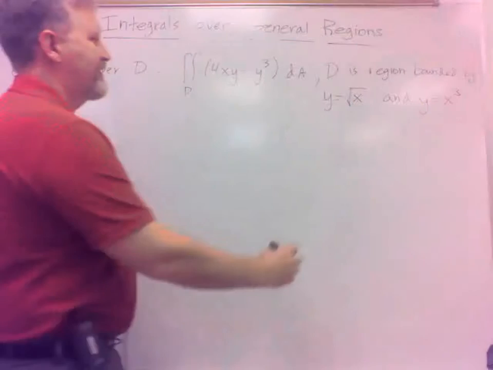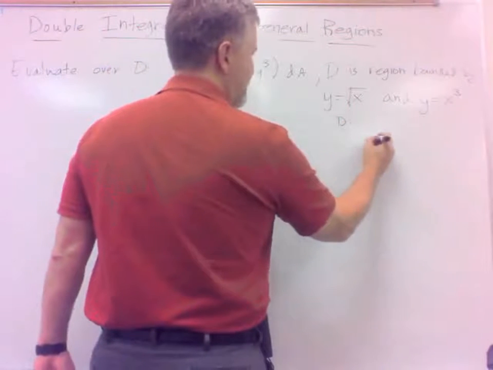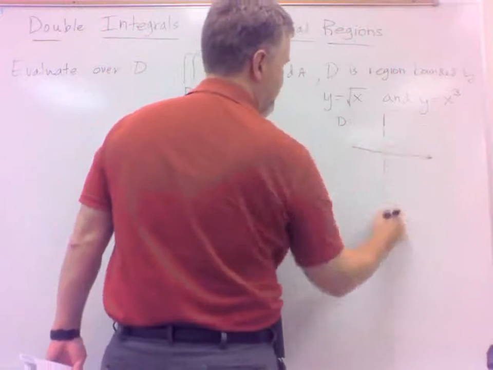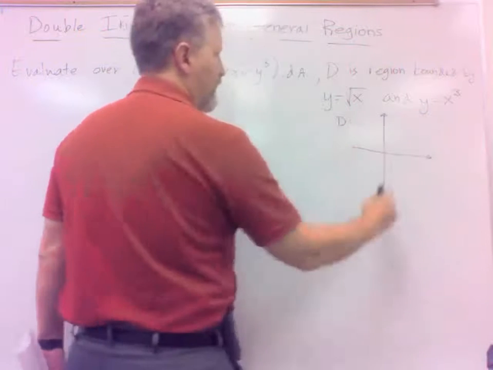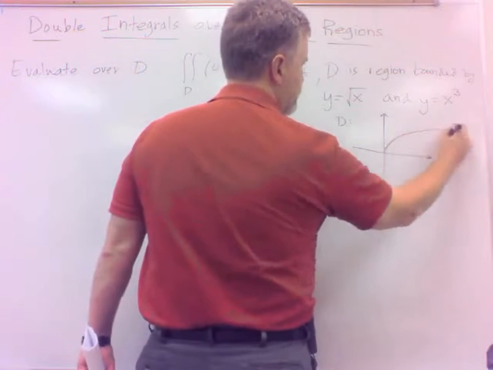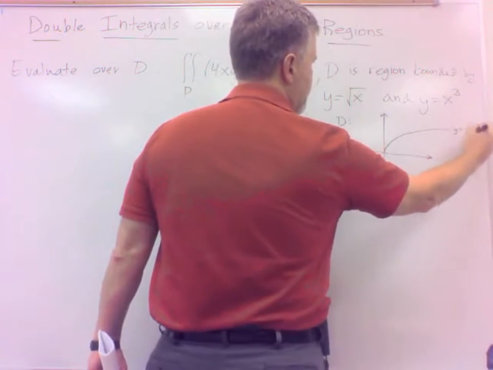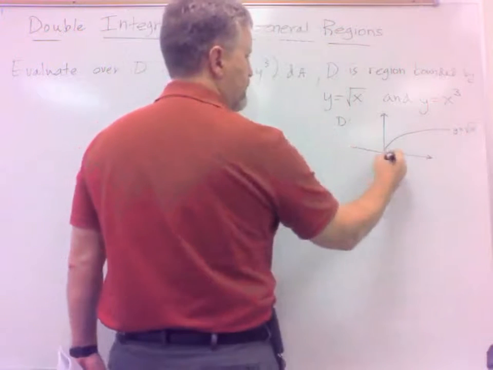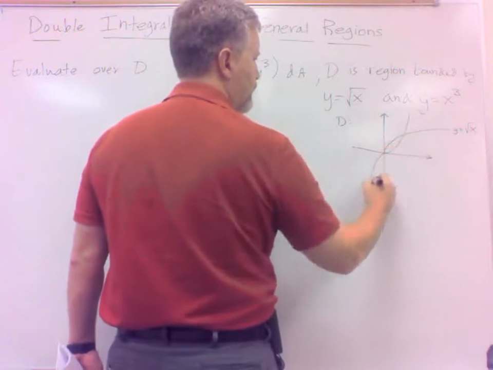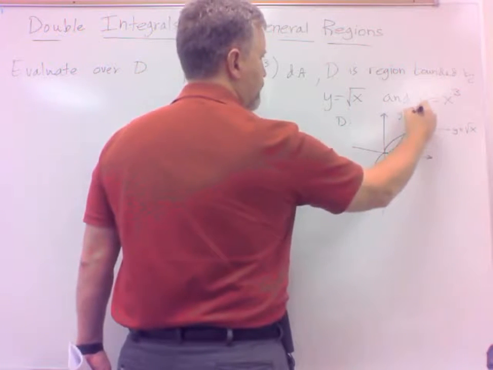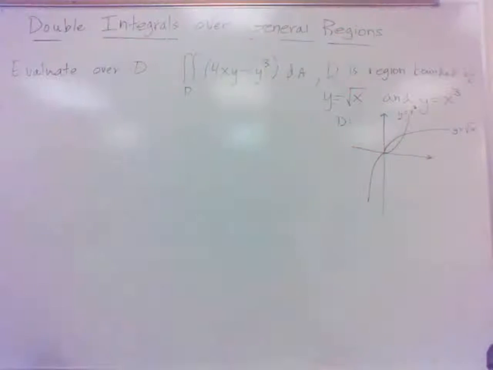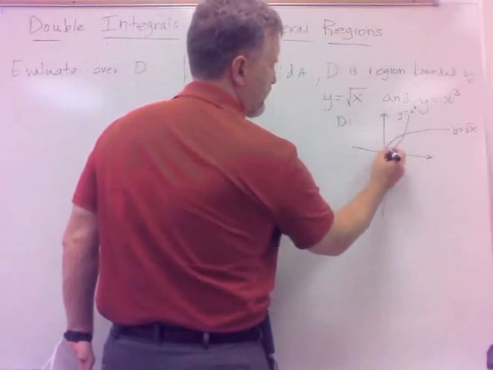You might want to draw the D out here, yes. Region D. All right, so y equals square root of x. Looks like that. And then y equals x cubed. Looks like that. So this is the region we're talking about here.